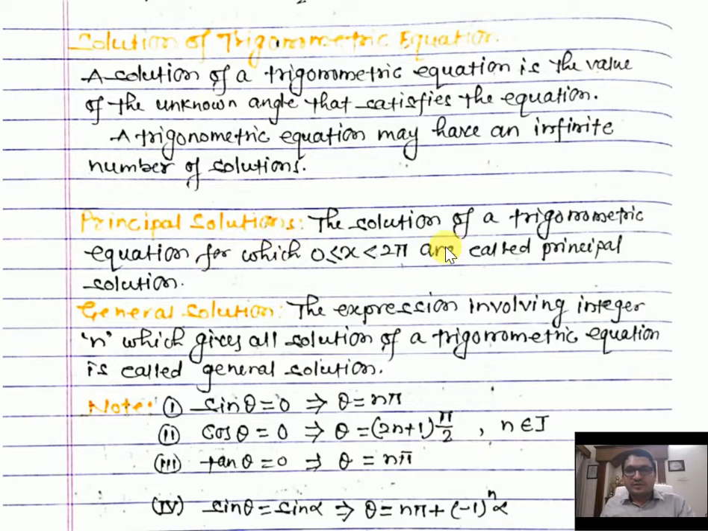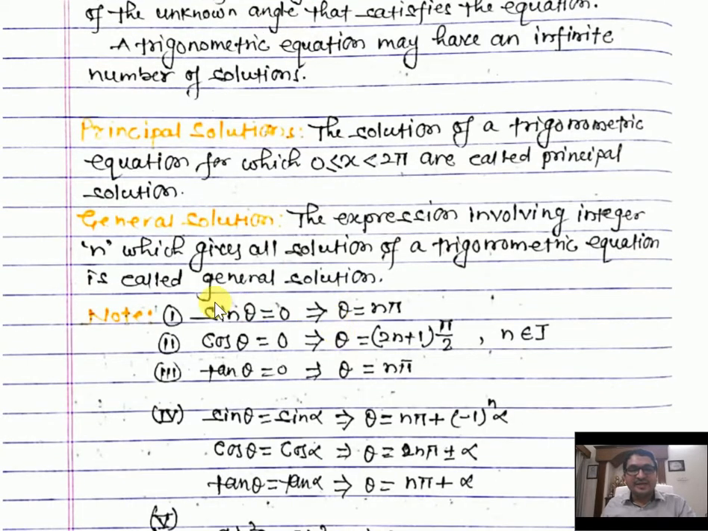What is a principal solution? The solution of the trigonometric equation for which x is greater than or equal to 0 but less than 2 pi is called the principal solution. What is a general solution? The expression involving integer n which gives all solutions of the trigonometric equation is called the general solution.